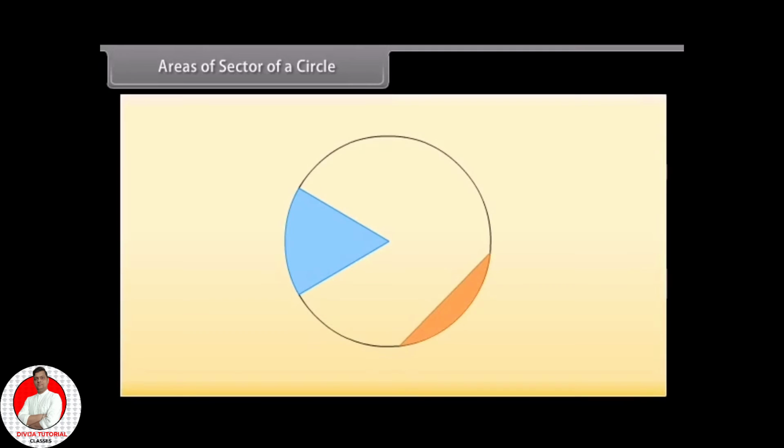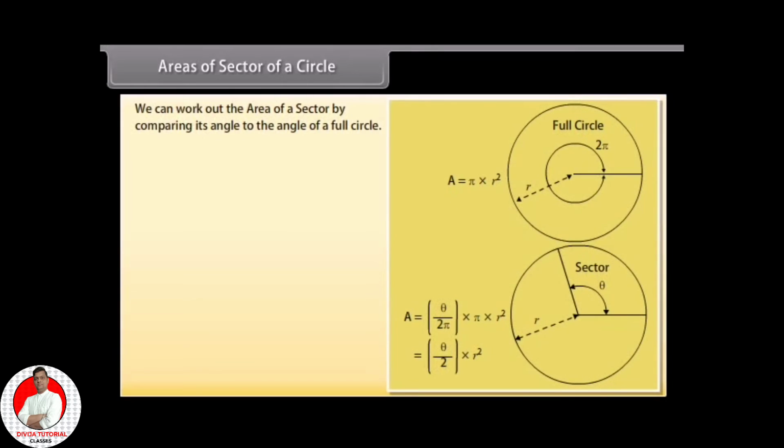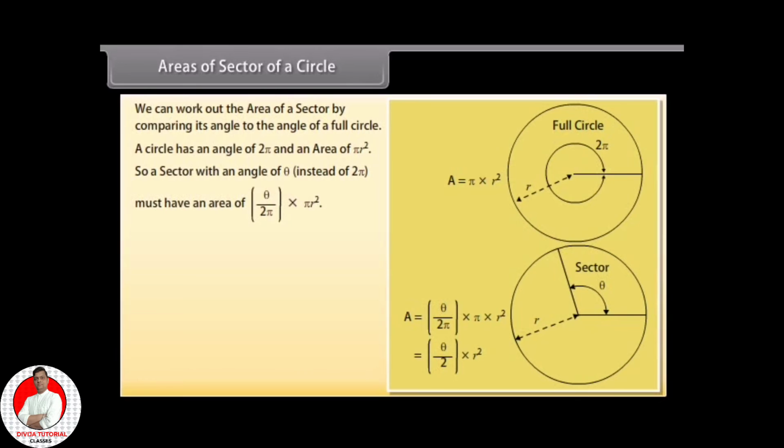Areas of sector of a circle. There are two main slices of a circle. The pizza slice is called a sector, and the slice made by a chord is called a segment. We can work out the area of a sector by comparing its angle to the angle of a full circle. A circle has an angle of 2 pi and an area of pi r squared. So, a sector with an angle of theta instead of 2 pi must have an area of theta upon 2 pi, whole into pi r squared, which can be simplified to theta upon 2 into r squared.